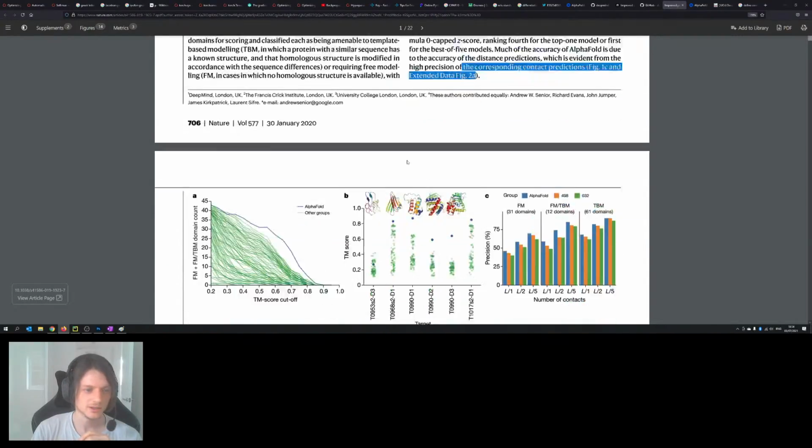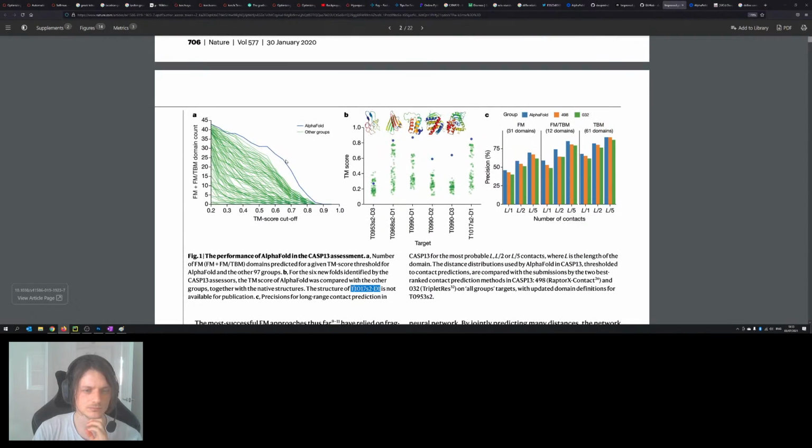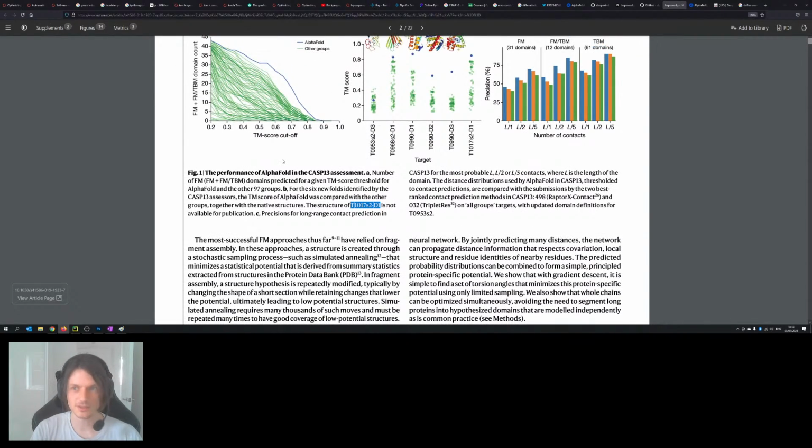So 2a. Right, figure 1. The performance of AlphaFold in the CASP13 assessment. Number of FM plus FM domains predicted for a given TM score threshold for AlphaFold and the other 97 groups. For the 6 new folds identified by the CASP13 assessors, the TM score of AlphaFold compared with the other groups, together with the native structures. The structures of this is not available for publication. That's a shame. Is this going to be the same for everything?